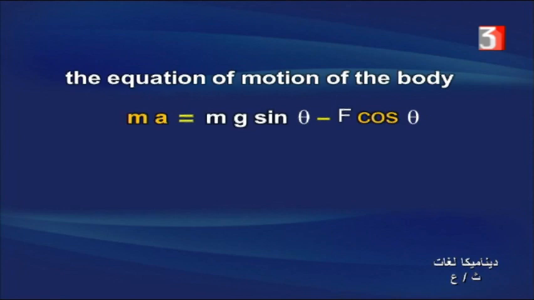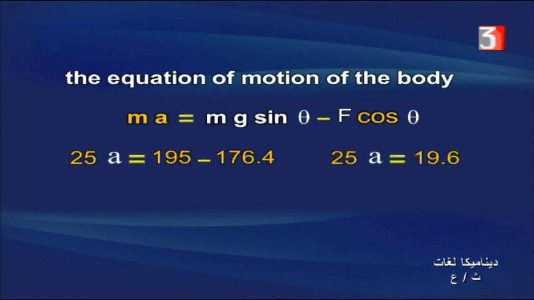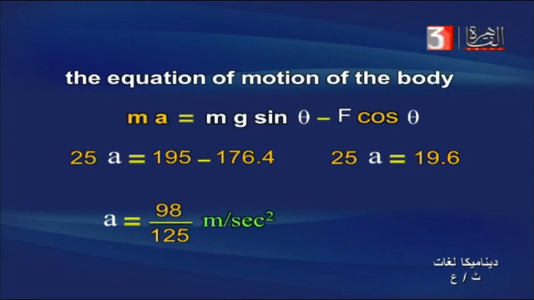What is the magnitude of the mass? 25 times the acceleration a equals 196 minus 176.4. Then 25a equals 19.6, and the acceleration equals 98/125 meter per second square. Now the second required is the reaction of the force on the plane.